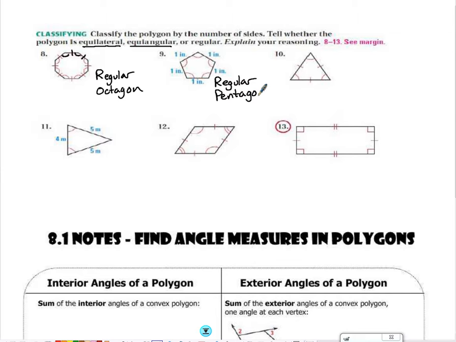Number 10, I have a triangle here that's equiangular and equilateral. So we could call it an equilateral triangle, but with regard to our new terminology, let's call this a regular triangle.